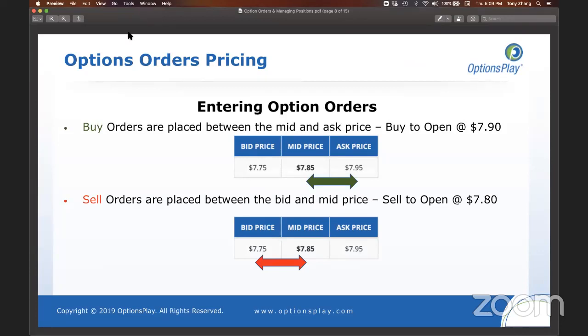So like I said, the further away you are from the midpoint, the higher the chance of you getting filled instantaneously. The closer you are to the midpoint, or if you're at the midpoint, the lower the chances of being filled. So the question really just becomes how badly do you want this order to be filled? Do you want it to be filled very quickly, or are you okay waiting for the markets to move before your orders are filled? But if you put them at the midpoint, it will most likely just sit there.